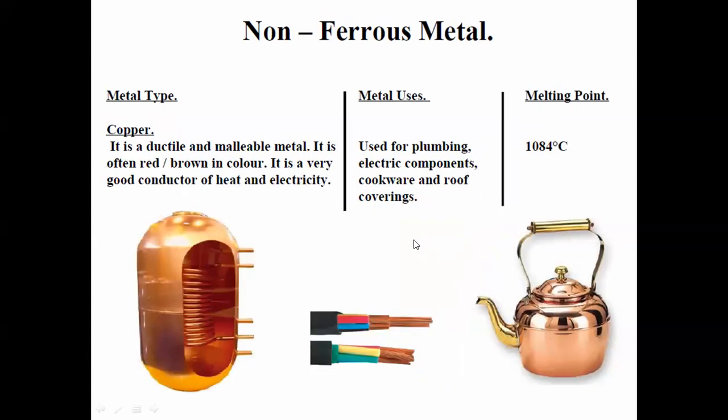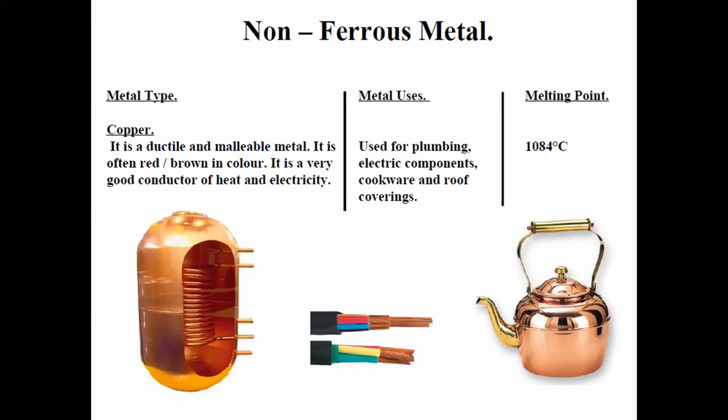We come to copper. Copper is ductile and it's also malleable. And the color is often red-brown. And of course, we know that it's a very good conductor of heat and electricity. So where is it used? Plumbing, electric components, cookware, and roof coverings.